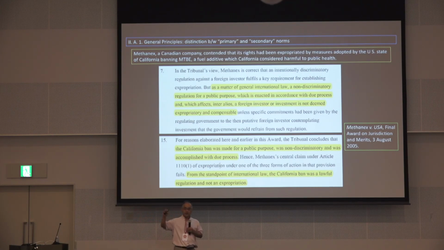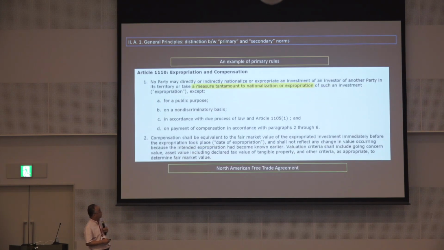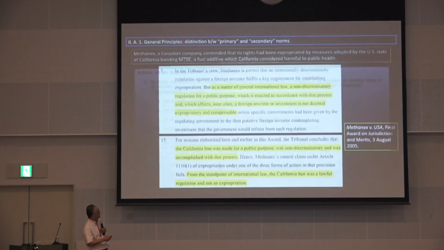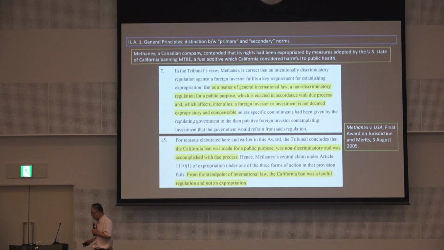And this, of course, goes along with common sense. If you introduce environmental regulation and each time you have to pay compensation to the relevant companies, you cannot do that. You cannot introduce new environmental regulation or new health regulation. Therefore, this conclusion is quite understandable from a political point of view. And the tribunal tried to get over this article by referring to general international law.